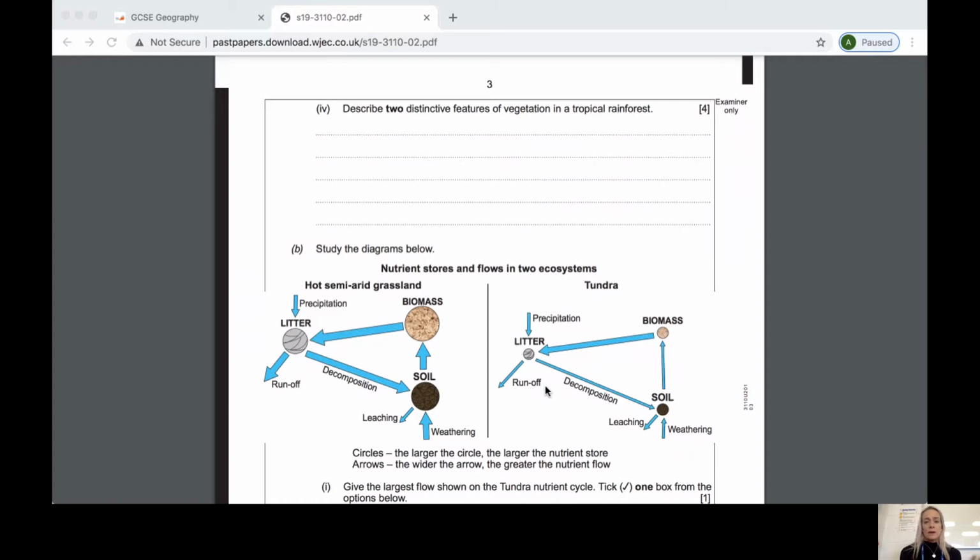So these are distinctive features, but you're only allowed to describe 2 features. So you could talk about the layers, but that's not going to get you 4 marks. You could talk about how they've adapted and certain trees grow very, very tall to reach the sunlight.